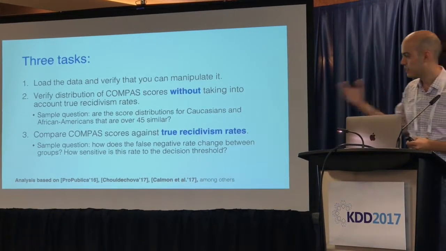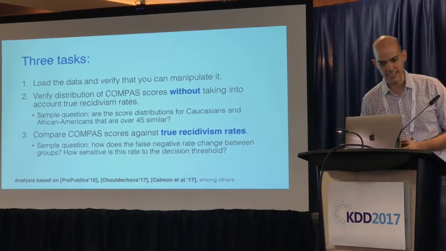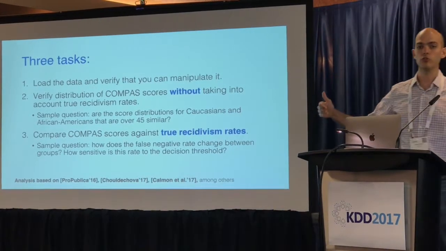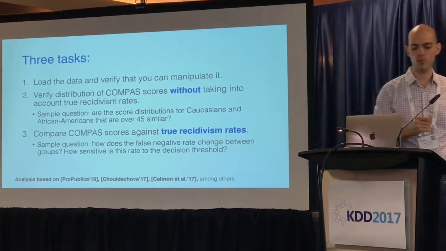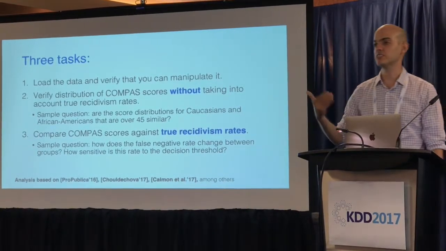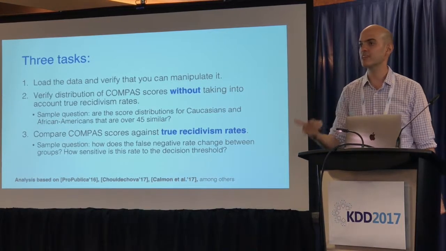And the third question that you're going to be looking at is to compare the COMPAS score, the score between 1 to 10 that this COMPAS algorithm gives you for your recidivism risk, with the true recidivism rate. So is it giving an accurate prediction?